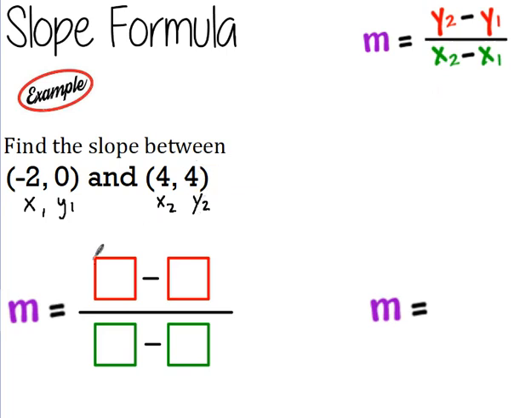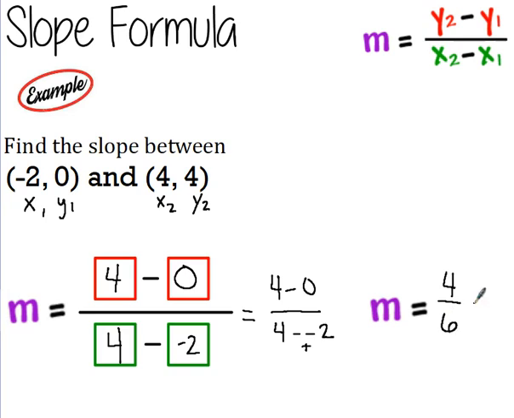Using the formula, y2 is 4, y1 is 0, x2 is also 4, and x1 is -2. So to calculate the slope, I have to do 4 minus 0 over 4 minus -2. Now remember, subtracting a negative means that this becomes plus, so my slope is actually 4/6, which can be reduced to 2/3. That tells me that on a graph, this would go up 2 over 3, up 2 over 3. And those would be my points on the line.